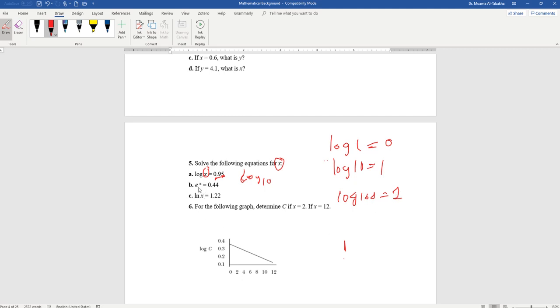Okay, now e to the power of x. Now you want x giving you 0.44.